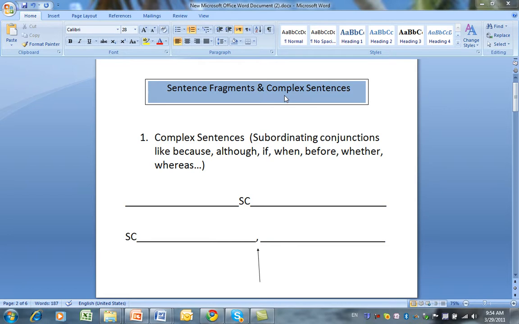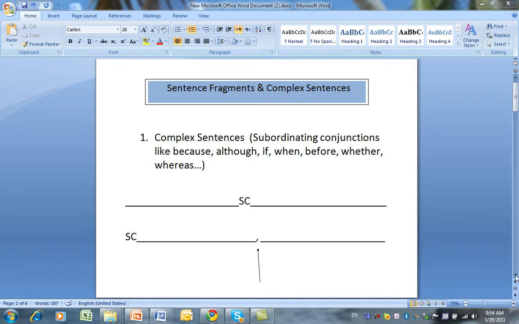First of all, you must understand that complex sentences use subordinating conjunctions. Words like because, although, if, when, before, whether, and whereas, just to name a few. These are really some of the high frequency subordinating conjunctions, okay?